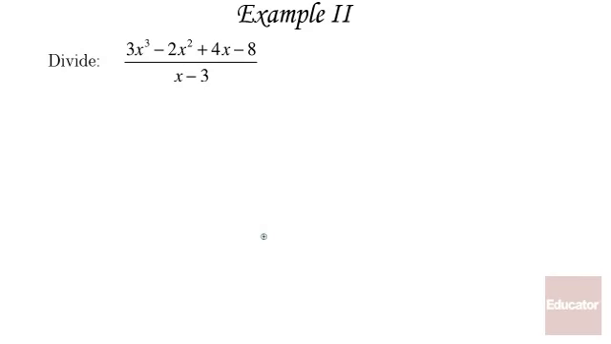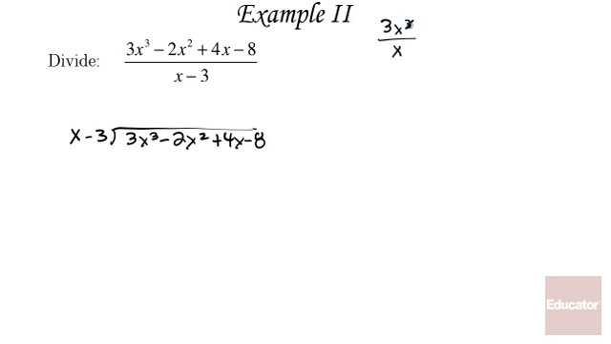Okay, this next problem, dividing a polynomial by a binomial, could be done by synthetic division, because it is in this form x minus r. But just to get a little more practice on long division, let's do long division on this one. Okay, x goes into 3x cubed, 3x squared times.